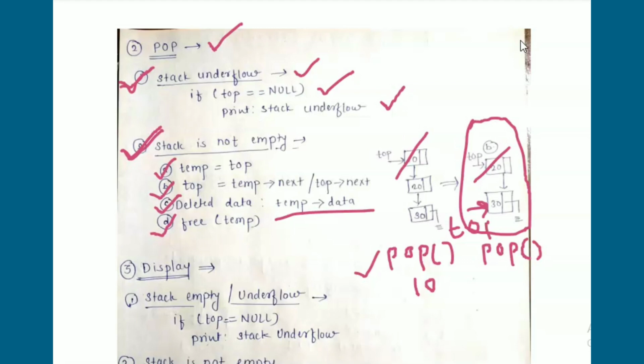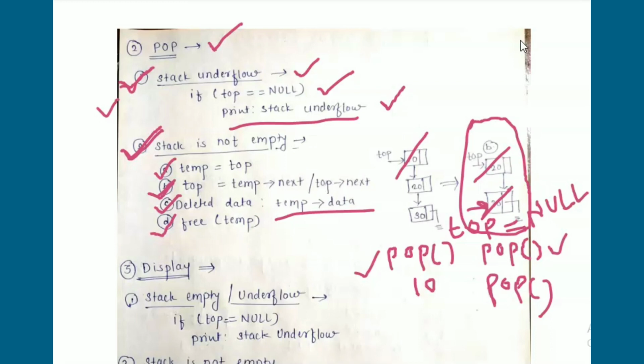Suppose I again call one more pop function. In that case, your 30 will be removed from the stack. And when you do top is equal to top next, your top will be set to the value null. So if I call the pop function once more, what happens? Your top is set to null, your if part will be executed and you will get the output stack underflow. That means your stack is empty and it is not possible for you to delete a node. So this is about how the pop operation is done in the case of your stack.